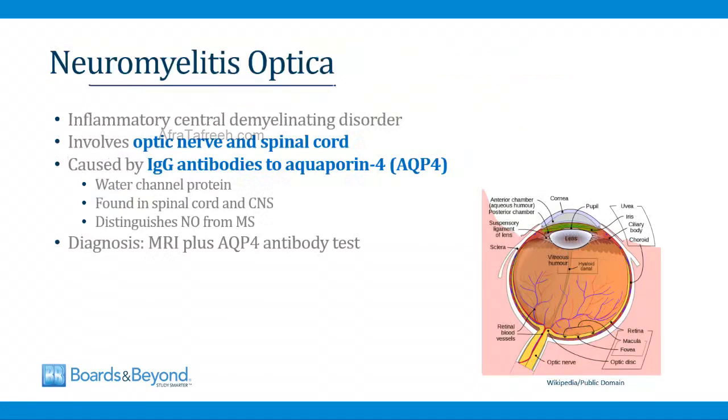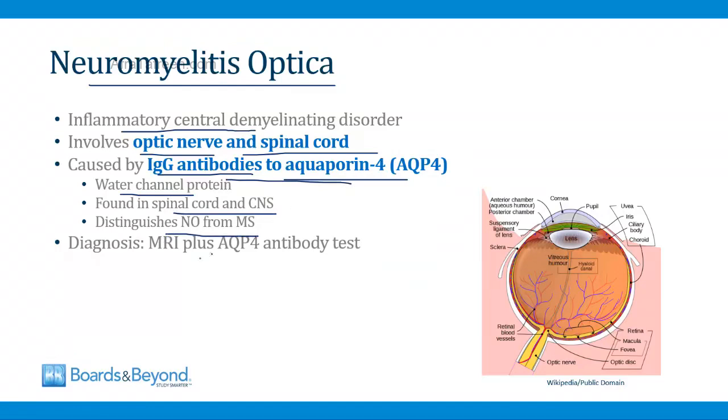Neuromyelitis optica is a rare disorder that mimics multiple sclerosis. Just like multiple sclerosis, it's an inflammatory central demyelinating disorder, and also just like multiple sclerosis, it can involve the optic nerve and the spinal cord. What's unique about this disorder is that it is associated with IgG antibodies against aquaporin 4. Aquaporin 4 is a water channel protein that's found in the spinal cord and the central nervous system, and the presence of these antibodies is the major factor that distinguishes neuromyelitis optica from multiple sclerosis.